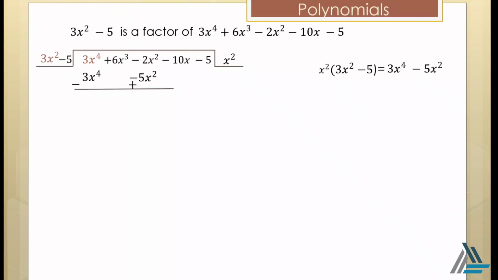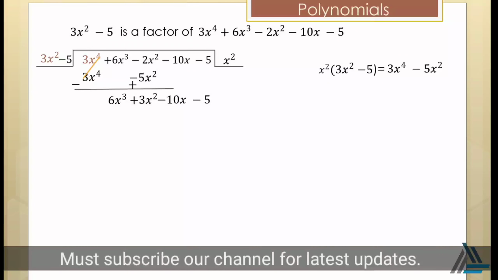Now when we solve these terms, 3x raised to power 4 is cancelled because it is a positive and a negative term. 6x cube we can write the same. Now here the 2x square is negative and 5x square is positive. By solving 5 minus 2, we get 3x square. Now minus 10x and minus 5, there is nothing below these terms, so we put them as it is.